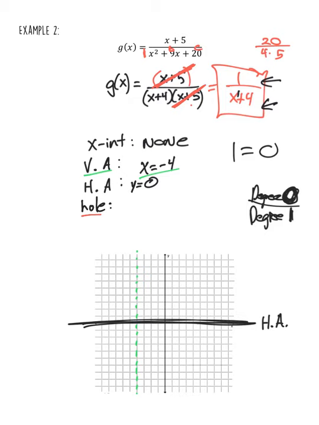How you find it is you take whatever canceled out, so this x plus 5, and let's set it equal to 0 and solve. So that'll give me x equals -5, okay? Once I do that, I'm going to put that x value into my simplified denominator. So I get -5 plus 4 equals -1. So my hole is happening at -5, comma, -1.